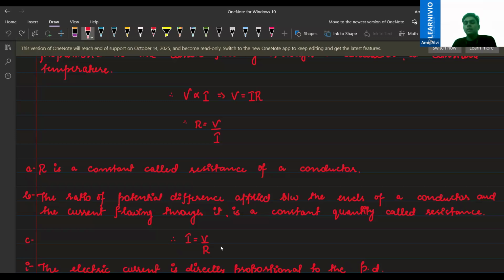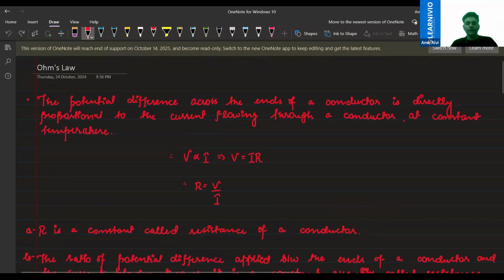Aryan, Ritika, Umair, Afreen. No, sir. Please note it down, everyone. Ritvika, I've just started the class. Please note down this Ohm's law. Yes.